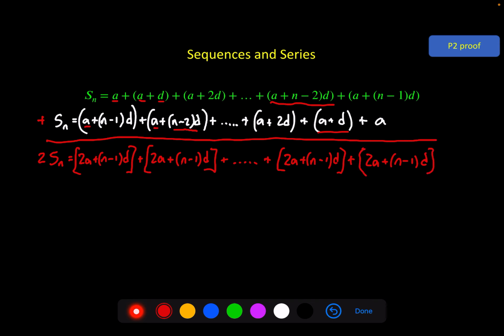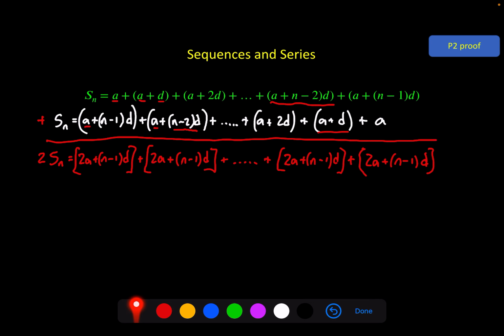And all of these terms are exactly the same because of the symmetry. This one has gone over here, and this one has gone over here. So if I add this and this, that must be the same as this and this. And I reduce this by 1d, and I increase this by 1d. So I haven't really changed it. It's the same for each term. And I've got n lots of these.